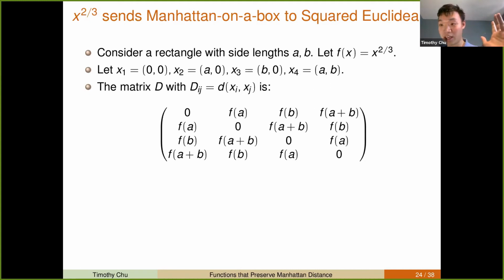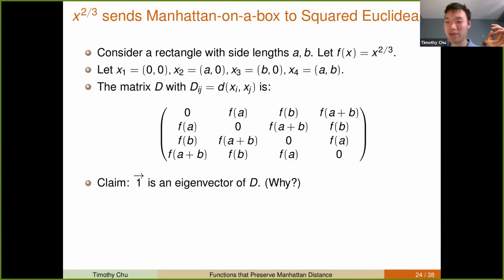Okay, well, what's the name of the game here? Previously, we determined a criterion for testing if something is squared Euclidean. That's testing whether this matrix is negative type. So I'm just going to test whether this matrix is negative type. Well, magically, the all ones vector is an eigenvector of D. Turns out the eigenvalue is just f of a plus f of b plus f of a plus b.